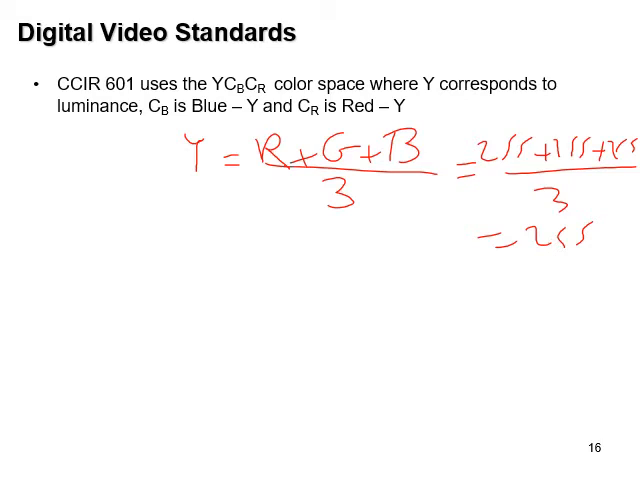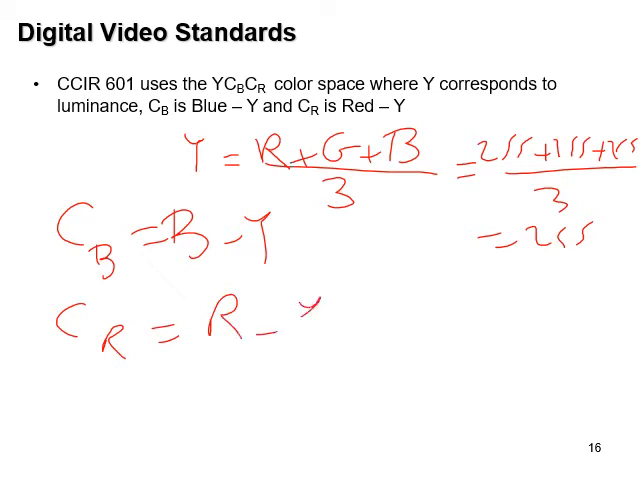Somehow it's not really that accurate, but still it would give you a very good estimate about the luminance of that pixel. Now, how about Cb and Cr? Cb is equal to B minus Y, while Cr is equal to R minus Y. Now the question is, if you have YCbCr for a pixel, can you find the RGB components of that pixel or not?